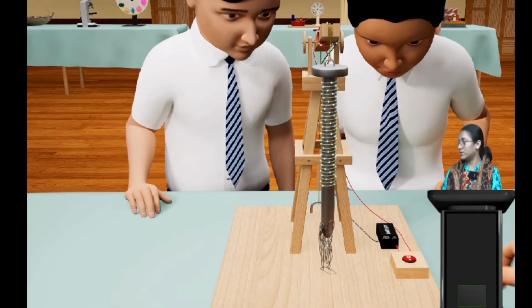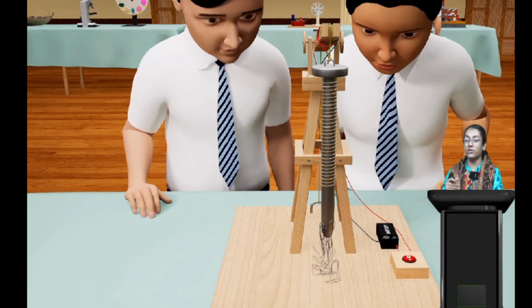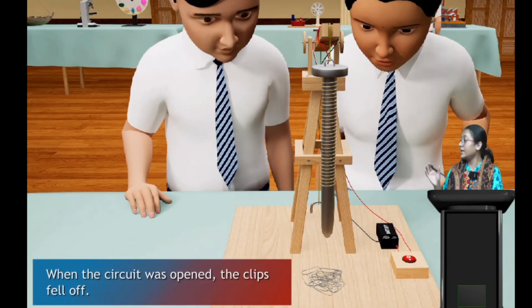And when she turned off the switch, what happened? The electric flow stopped, and all the iron paper clips got detached from the iron nail, isn't it? So when the circuit was opened, the clips fell off. See, two things happened. When we turned on the switch, the paper clips got attracted. And when we turned off the switch, the iron paper clips fell off.